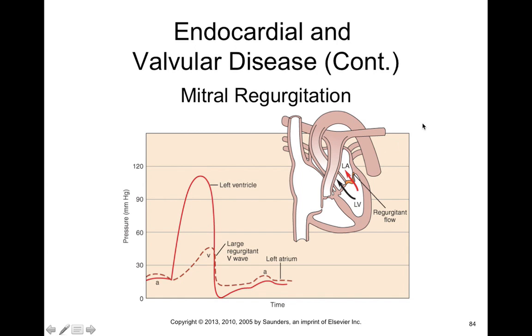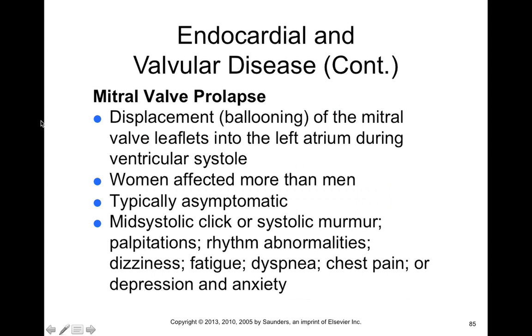You can also expect that blood might flow back to the lungs and lead to a little bit of pulmonary congestion. Now, this differs from mitral valve prolapse because prolapse is where you have a displacement or ballooning of the mitral valve leaflets into the left atrium during ventricular systole. So mitral valve prolapse is more severe than mitral regurgitation because not only do the valves incompletely close, rather the valve leaflets blow back into the left atrium. So they actually don't close at all.